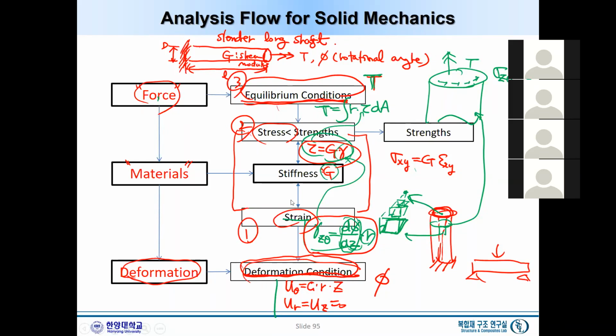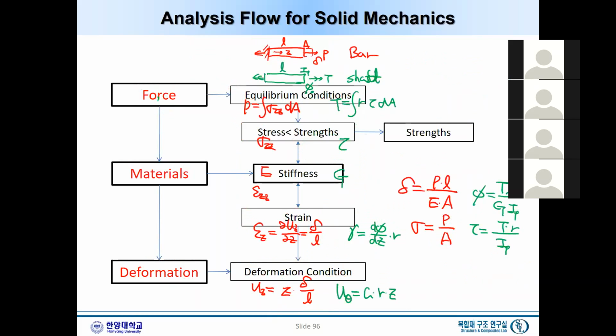And then the rest of the procedures, like define strain and stiffness and stress, and defining all the equilibrium, in other words, the torsion is defined as the shear stress integrated over the cross section. Okay, so please keep in mind, this whole procedure is pretty much the same as the bar and beam theory. So this is the comparison between torsion and bar.